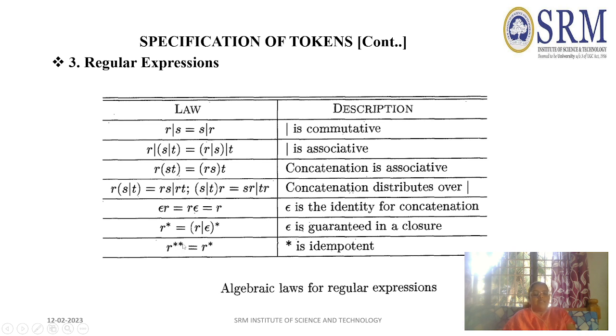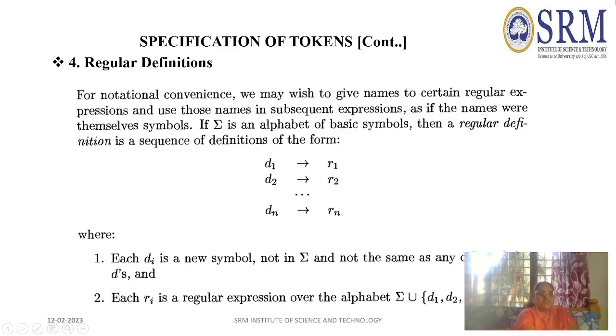R double star is nothing but what? Kleene closure. This is also 0 or more times, this is also 0 or more times. Why say 2 times of 0 or more times? It is enough to have only 1 to the power star, which is idempotent. So R to the power star can be written, which is idempotent. These are the algebraic laws for regular expressions.